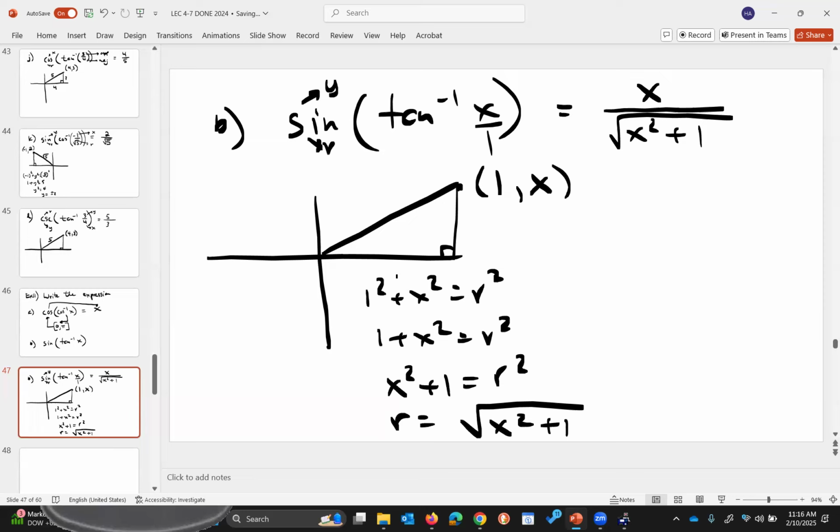Or should it be plus or minus? Oh, no. Can't do that because our value is always positive, right? And we are in quadrant 1 because of the definition. Okay, are we good? We have finished 4.7. Finally. So Monday. So we'll have it due on Friday.